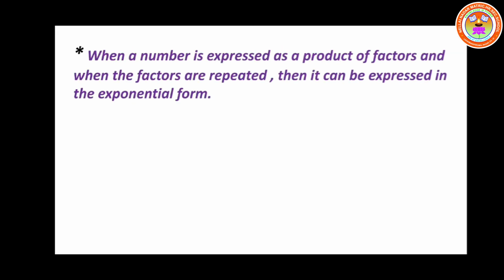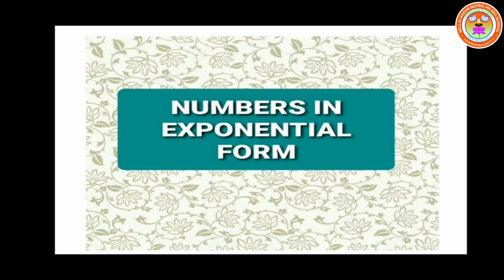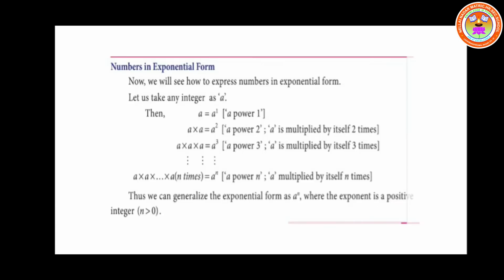When a number is expressed as a product of factors, and the factors are repeated, it can be expressed in exponential form. I told you an example. 16 is 2 into 2 into 2 into 2, 4 times 2, and it can be expressed as 2 power 4. So the repeated factor will be the base and the number of times the factor repeats will be its exponent. For example, 64 is 4 into 4 into 4, which can be written as 4 cube.